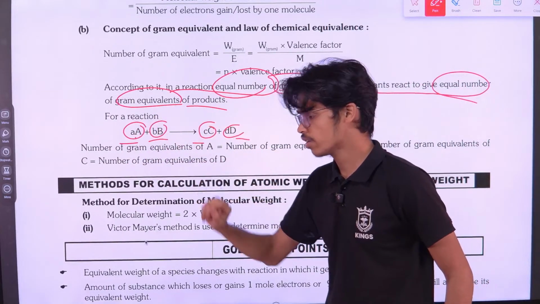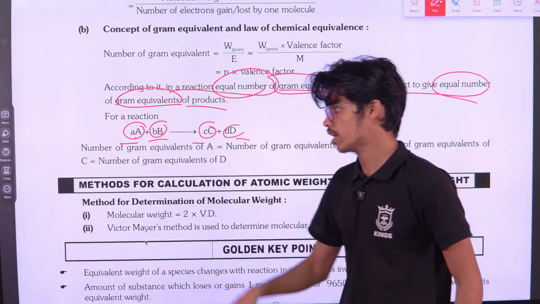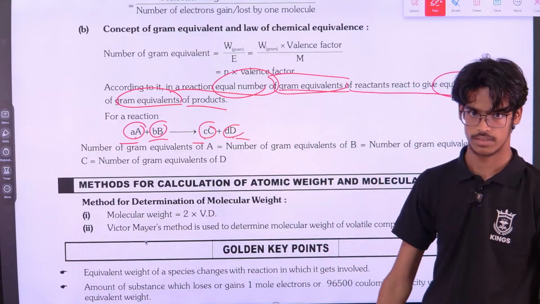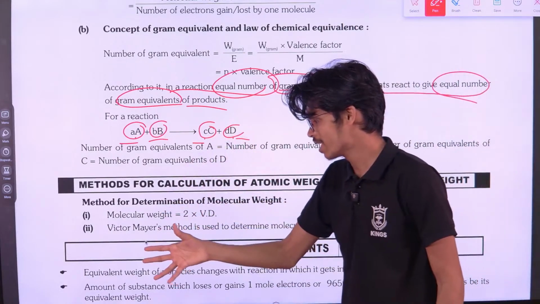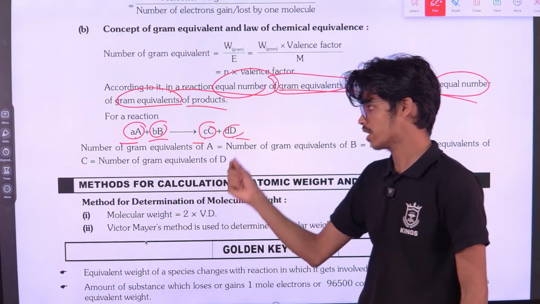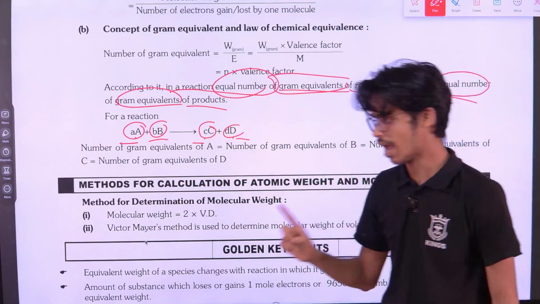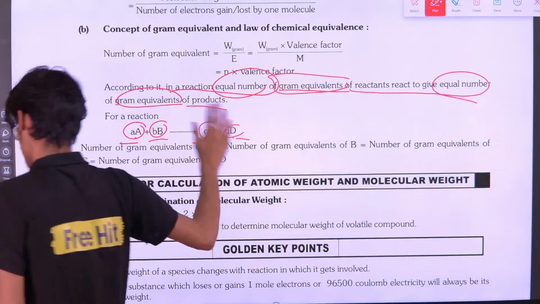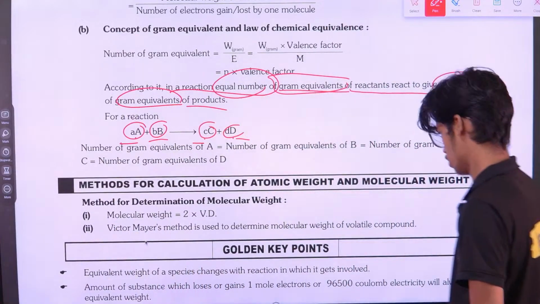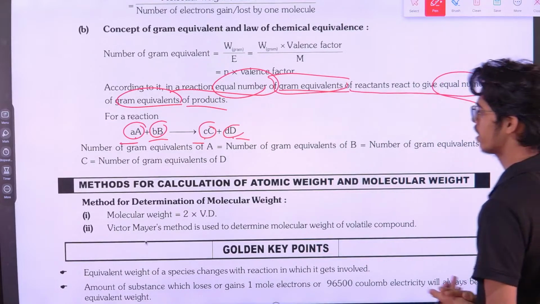1 gram equivalent of this reacts with 1 gram equivalent of this to form 1 gram equivalent of this and 1 gram equivalent of this. But moles may not be the same. A number of moles react with B number of moles to form C number of moles and D number of moles. Moles are different. Gram equivalent is going to be the same. That is the reason we are studying this. Remember. Got it?